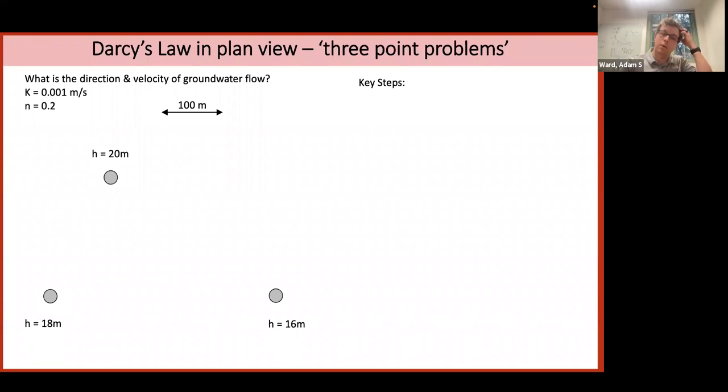So how would a three-point problem work? Let's imagine for a moment that we've got these 3 wells that are installed. And in each of them, I'm reporting the head, total head, so the water surface elevation that would be measured in the wells.